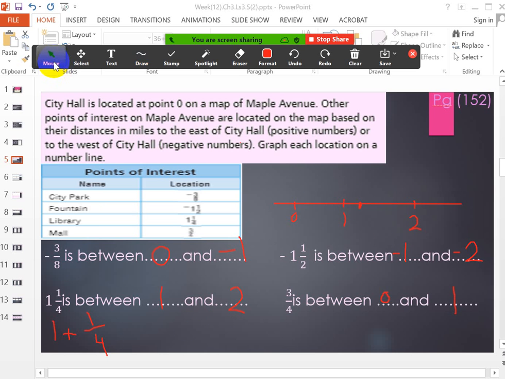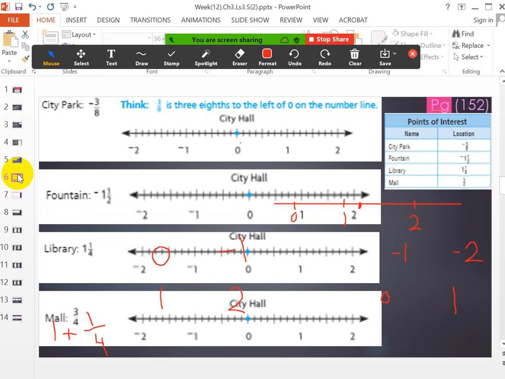Now let's locate the numbers on the number line, girls. Let's locate the numbers on the number line. First thing, what about negative 3 over 8? Now you will understand it, Farah, when we locate each number on the number line.